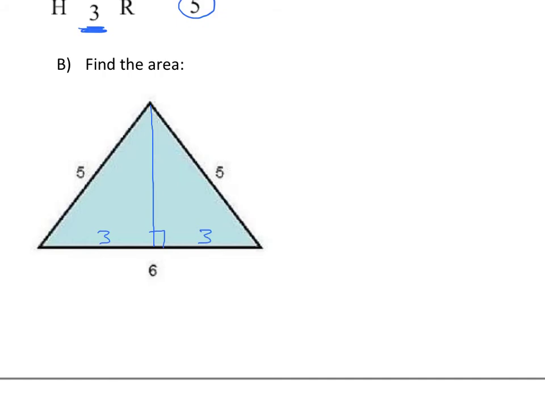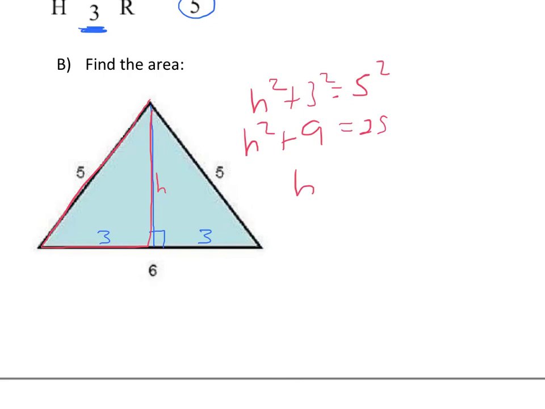And what we've done is we have two right triangles which will allow us to find the height with the Pythagorean theorem. So we'll focus on one of the triangles right here and say that h squared plus 3 squared gives us 5 squared. So h squared plus 9 equals 25. If I subtract 9 from both sides, I get 16, so h is 4.